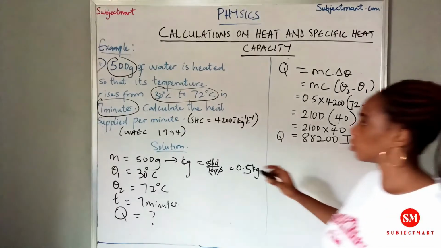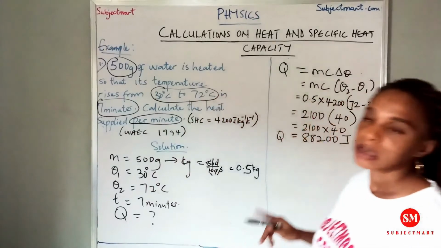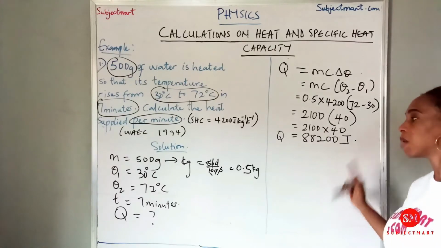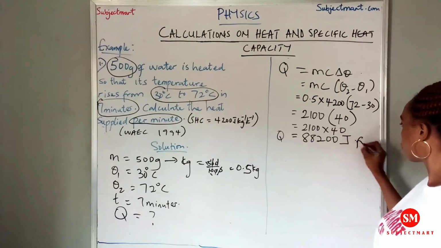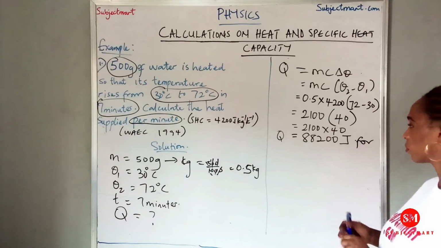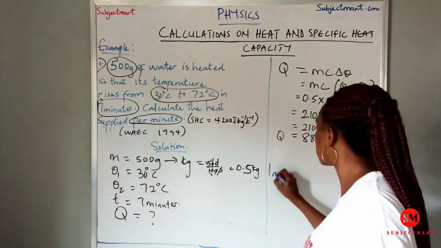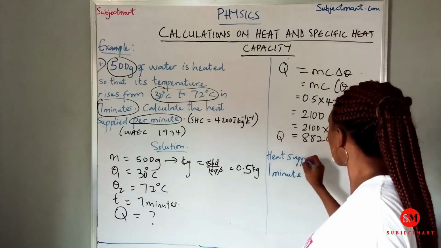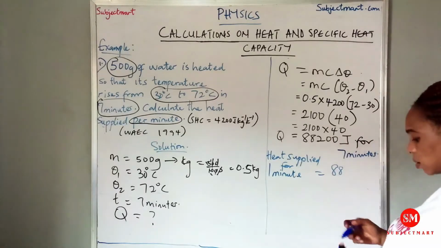But from the question, we have to calculate the heat supply per minute. That means for 1 minute. What's the quantity of heat supply? What's the amount of heat supply? Here is the heat supply for 7 minutes. So heat supplied for 1 minute will be equal to 88,000.